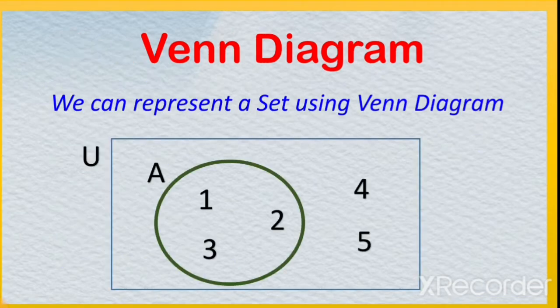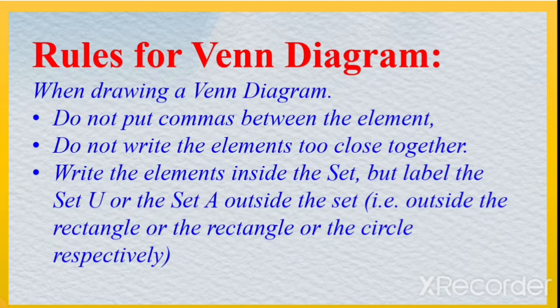So, this is a Venn diagram. We can represent a set by using a Venn diagram. You can see there is a set A with a universal set U. Now, we are talking about the rules for Venn diagram. When drawing a Venn diagram, we have to keep these three rules in our mind. Do not put commas between the elements. Do not write the elements too close together. Write the element inside the set but label the set U or a set A outside the set, that is outside the rectangle or the circle respectively.